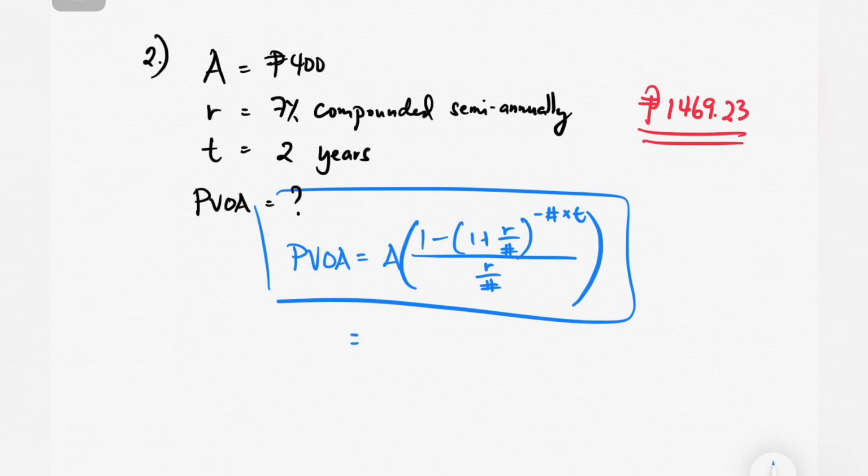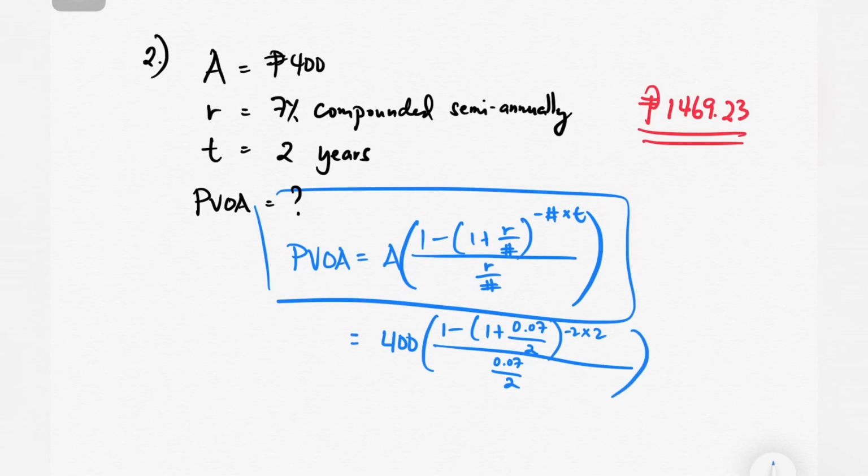So in the problem, the annuity is 400. And then we write the others. Rate is 7%. Compounded semi-annually, so the number of compounding periods is 2. Raised to negative 2 times number of years, 2. All over rate, 0.07 over 2. Close. Then using your scientific calculator, you will determine that the answer is 1,469.23. Alright, so that's the present value ordinary annuity.